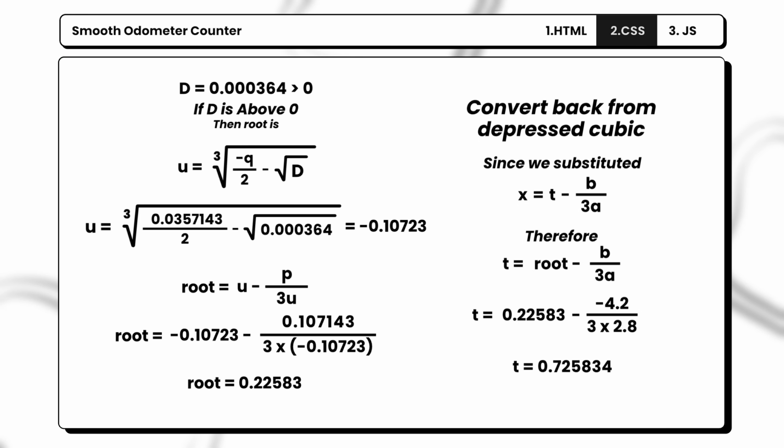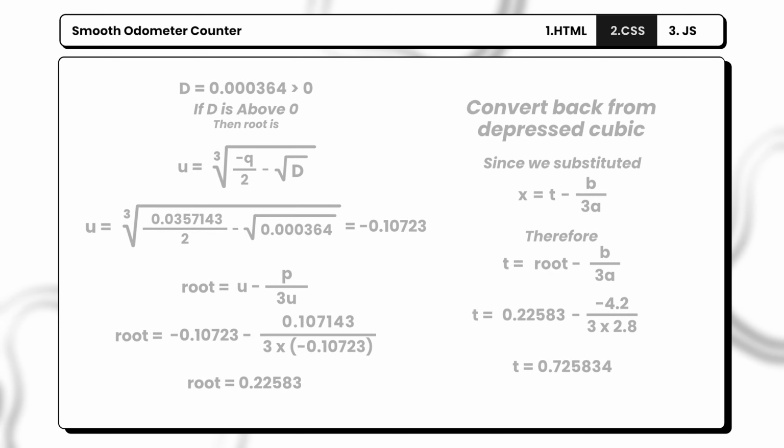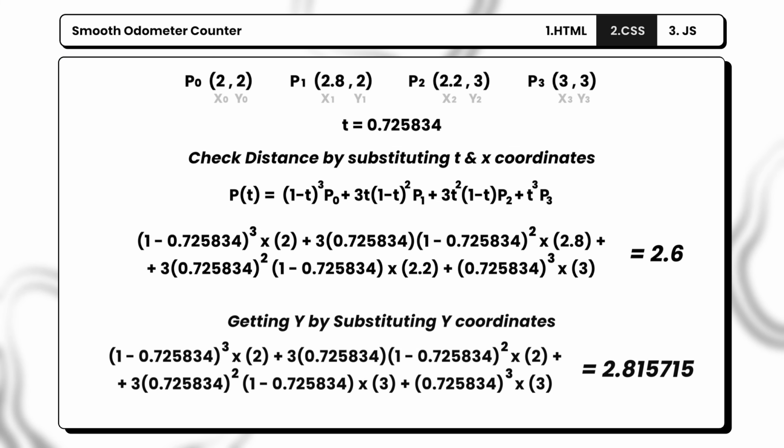And now we have to convert back from the depressed cubic equation. So since we substituted x is equal to t minus b over 3a, to calculate t, we have to do root minus b over 3a. And if we substitute all the values, we get t as 0.725834. And now if we substitute our x coordinates of our cubic Bezier and our t value, we will get the x coordinate or the distance we chose at the start, which is 2.6.